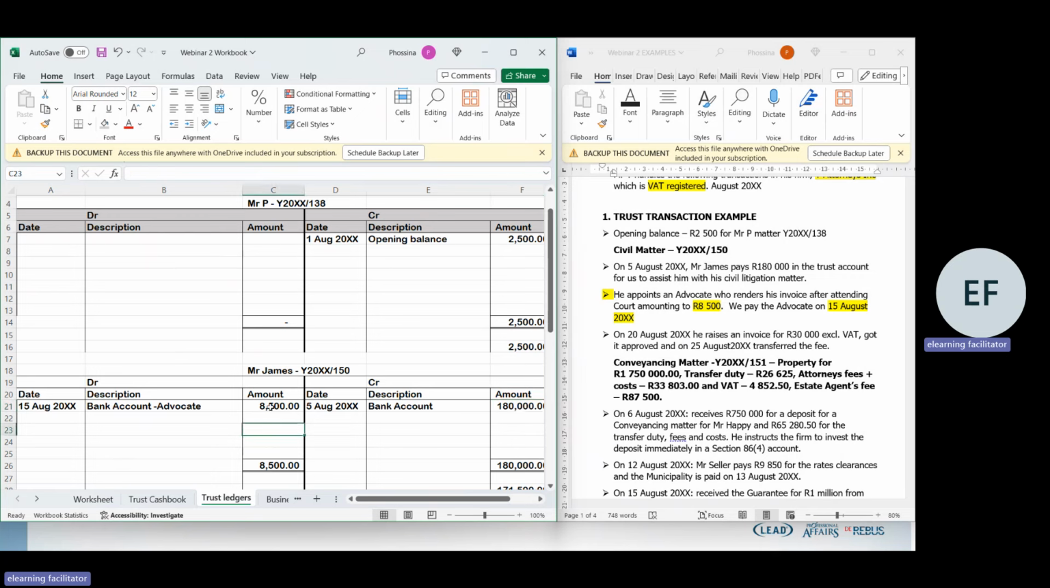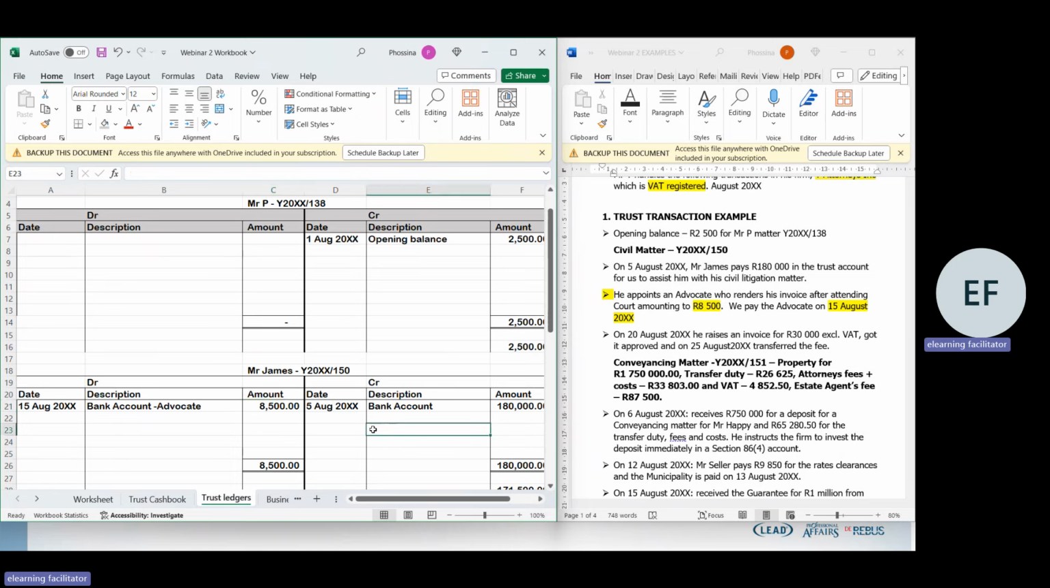And after doing that, we pay the advocate, and then we show, you can see it is now showing how we are utilizing the 180,000. And this will make it easier for us to be able to know what is in our trust account.